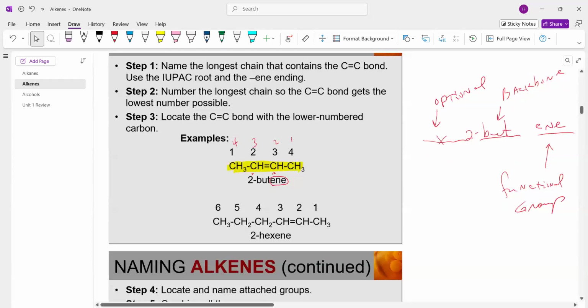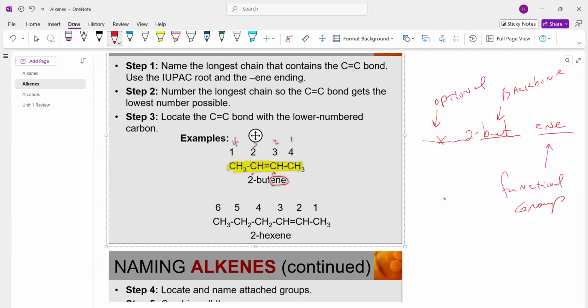Now, I'm assuming by your absence, everyone agrees. All right. Yeah, makes sense. Okay, so let's do another one here. In fact, let's throw in a branch.